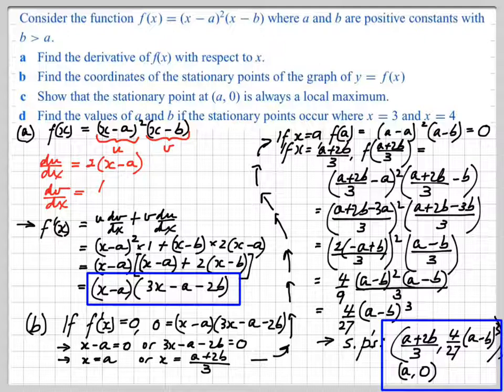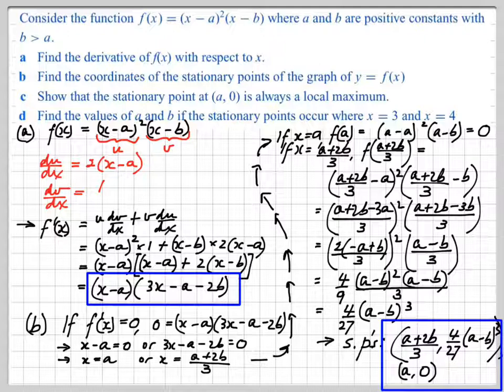Now you can do the same thing if you just chunk it down and take inch by inch. Anything's a cinch, yes? Okay, we did it, didn't we? So that's A and B done. Now let's go for C. Now this part is the absolutely insane one, and we are going to chunk it down and own it. Show that the stationary point at A is always a local maximum.